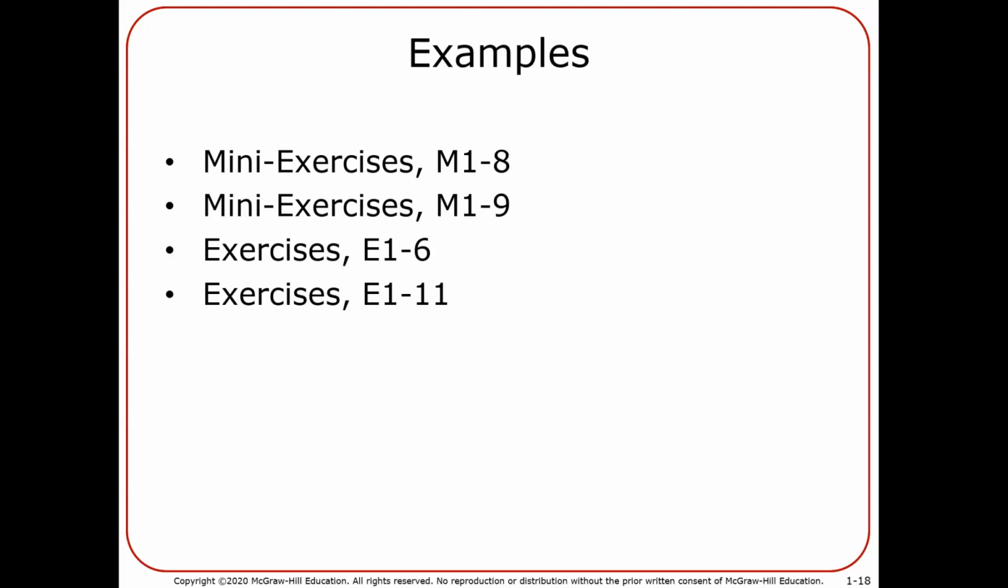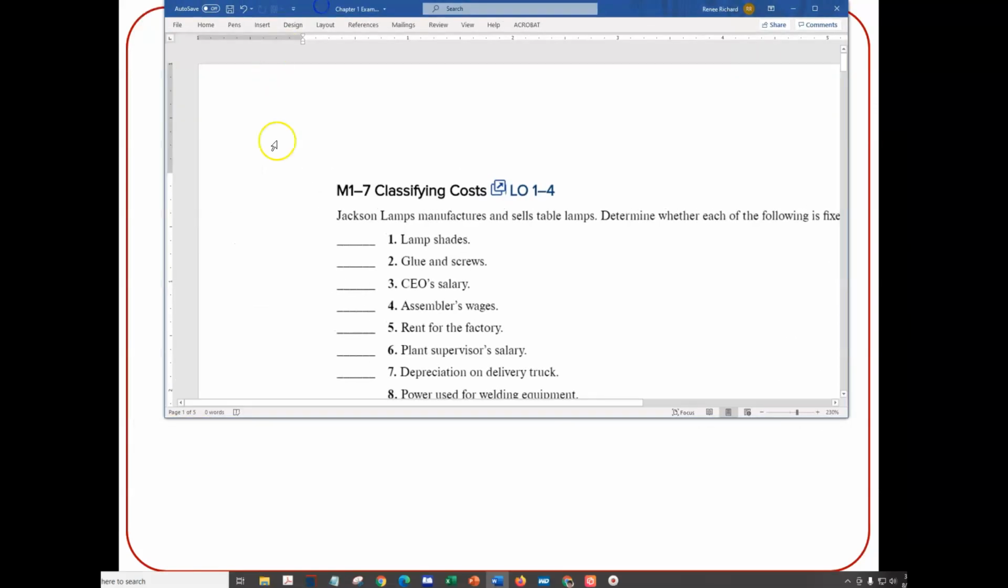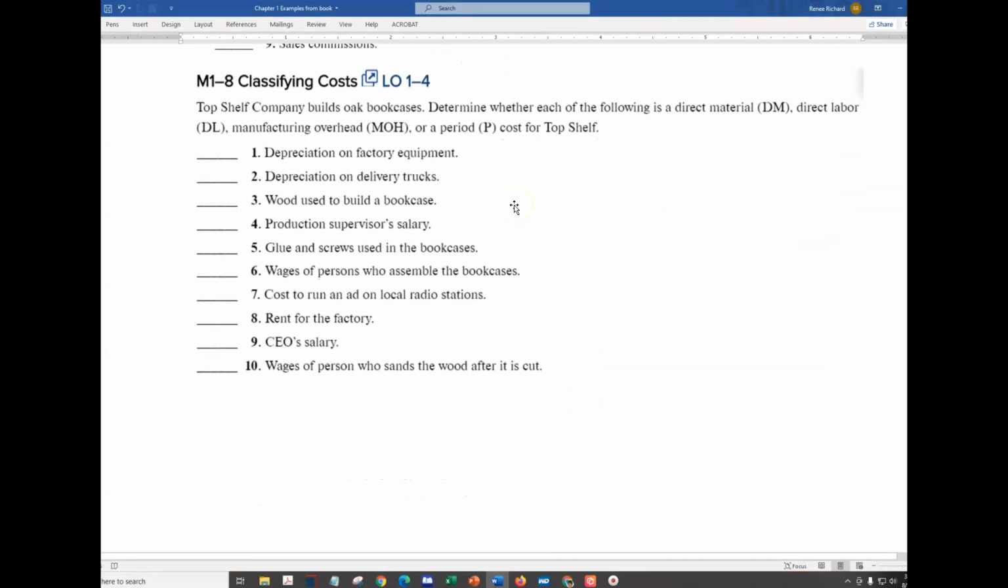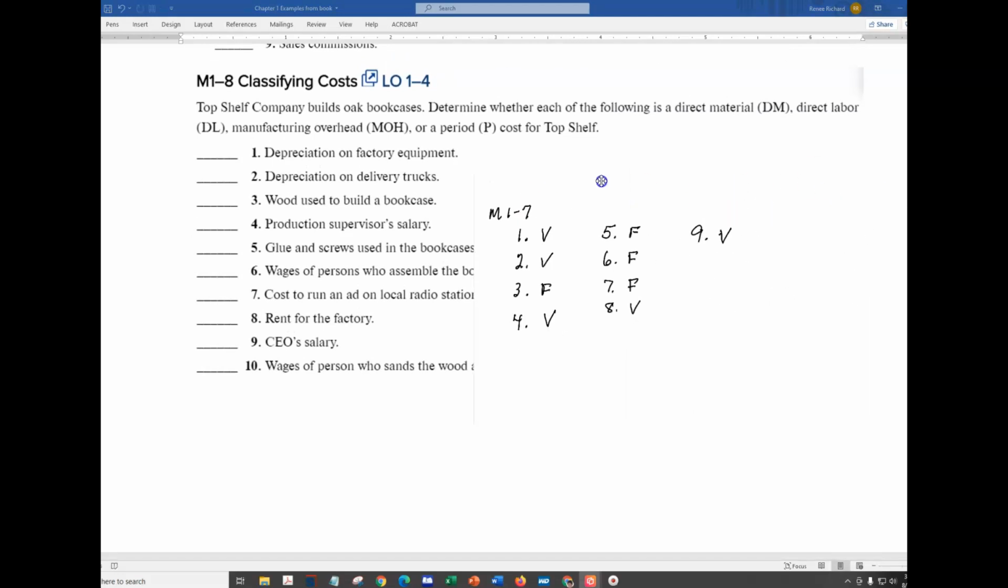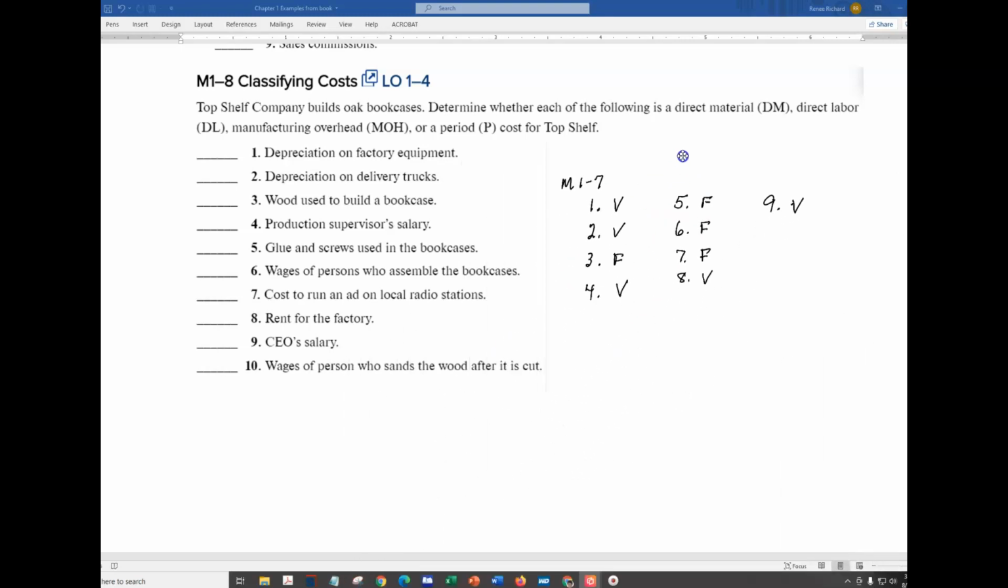Let's do some examples. I have about 4 examples I want to go through here. The first one that I want to cover is M1-8.